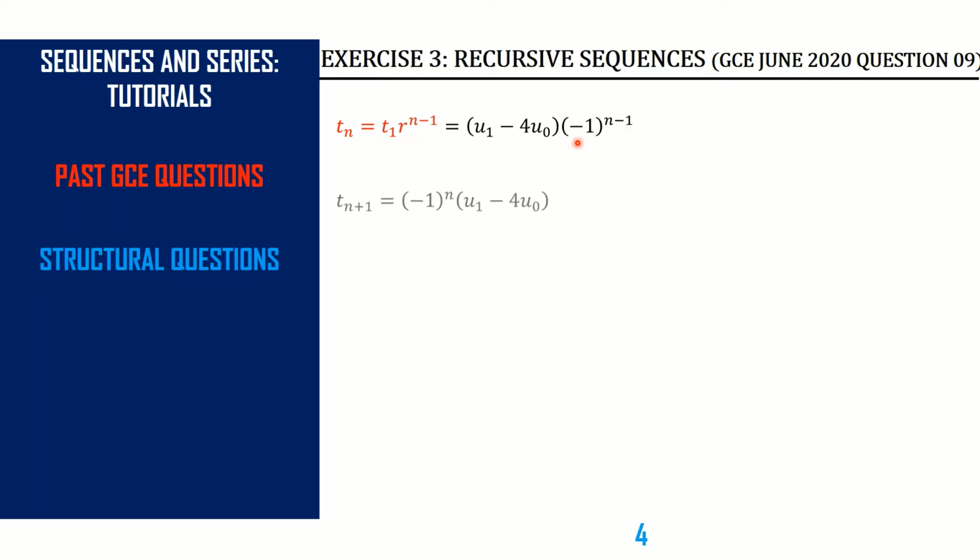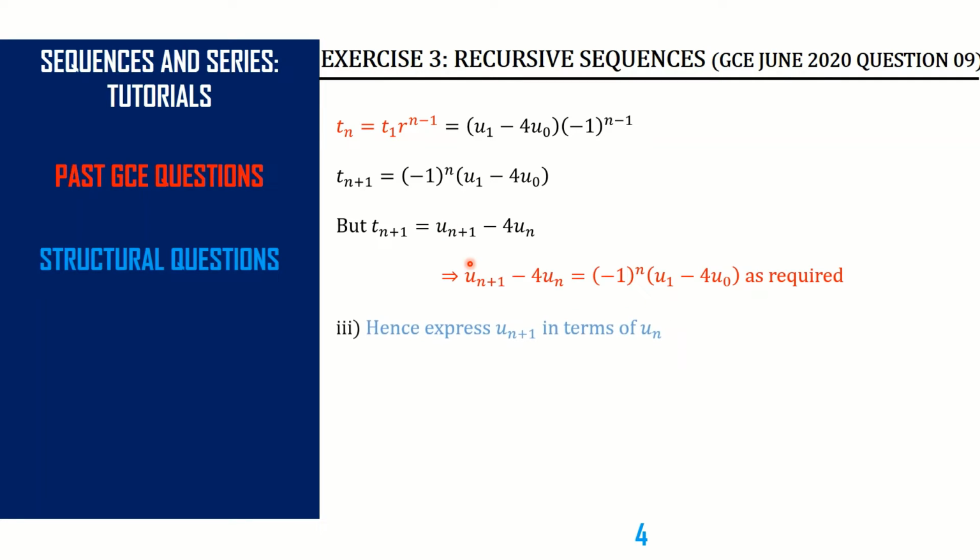So I need T of n plus 1 because it was the left hand side of my proof. So my T of n plus 1 becomes -1 raised to the power n times (u1 minus 4u0). But my T of n plus 1 was u of n plus 1 minus 4un. It means that my u of n plus 1 minus 4un is -1 raised to the power n times (u1 minus 4u0).